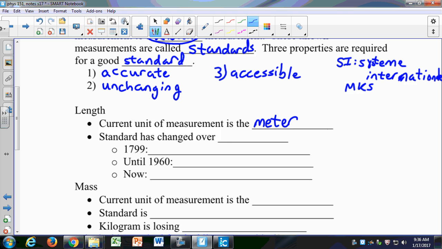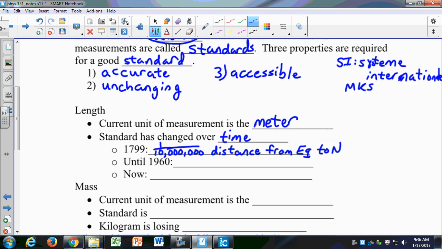The standard has changed over time in the meter. For example, up till 1799, the meter was defined as 1/10 millionth the distance from the equator to the North Pole. From the equator to the North Pole. 1/10 millionth the distance from the equator to the North Pole.